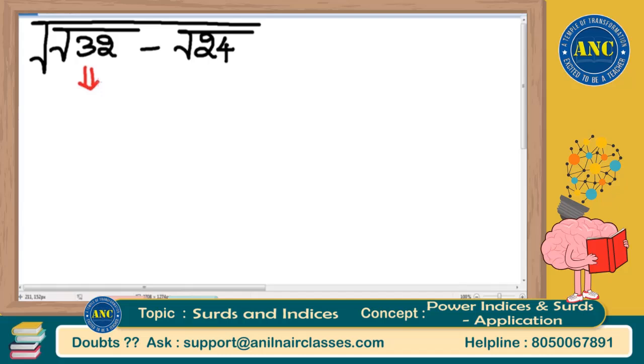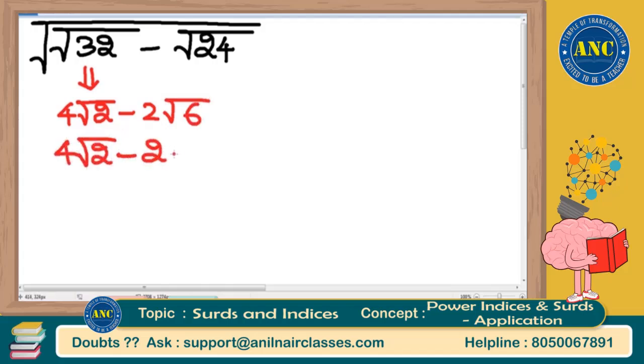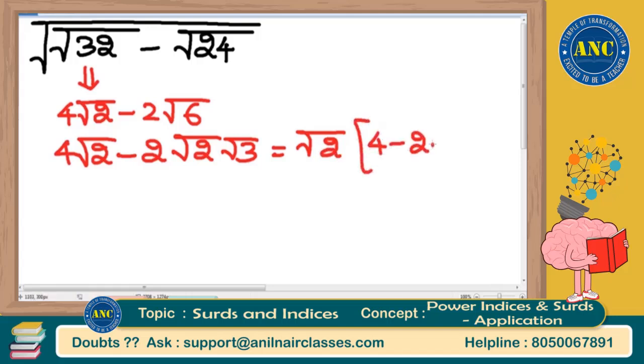Square root of 32 is square root of 16 into 2, which is 4 root 2. Square root of 24 is square root of 4 into 6, which is 2 root 6. If I further simplify, this is 4 root 2, and 2 into root 6 is root 2 into root 3. I will take root 2 as a common factor, so it is root 2 times (4 minus 2 root 3).